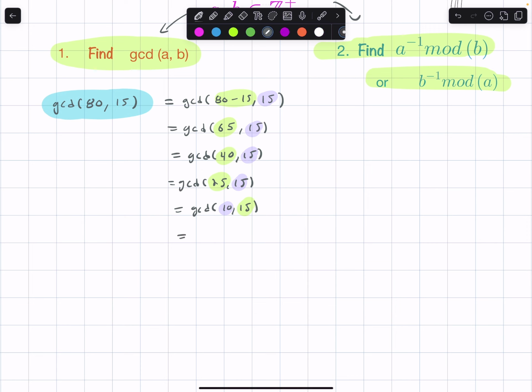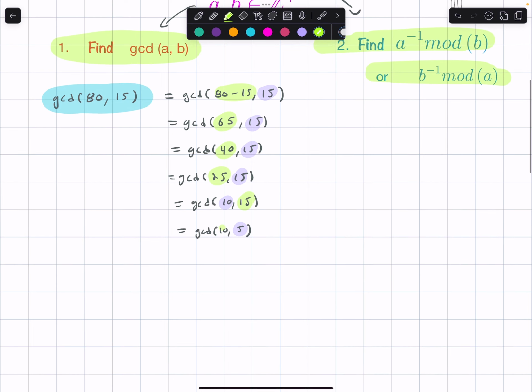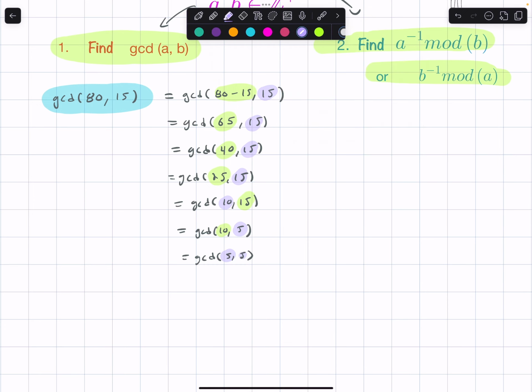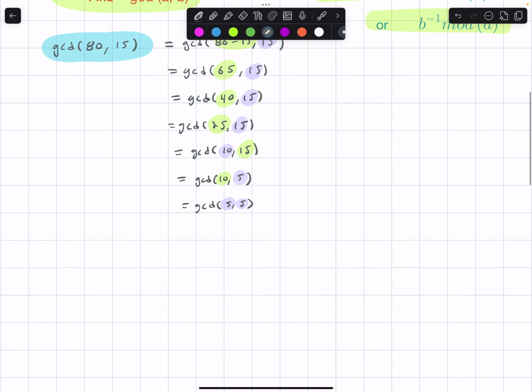So this is the GCD of 10, and we'll subtract 10 from 15. It's 5. Now 5 is the smaller number. And then we'll subtract the 5 from the 10. It's now 5 and 5. And so they're both the smaller number and the larger number. They're equal. And so 5 is the GCD. 5 is the GCD of 80 and 15.